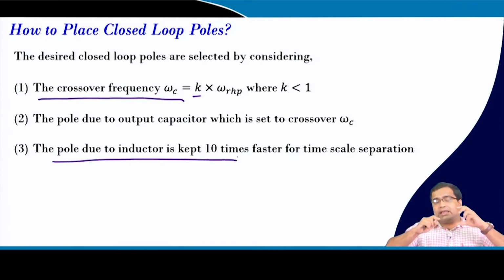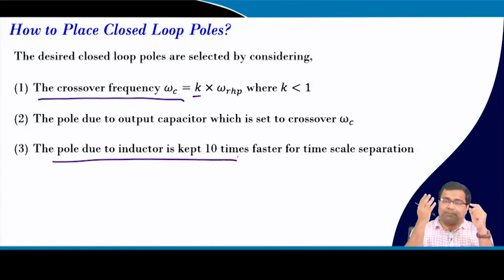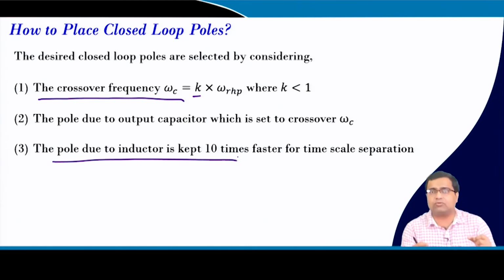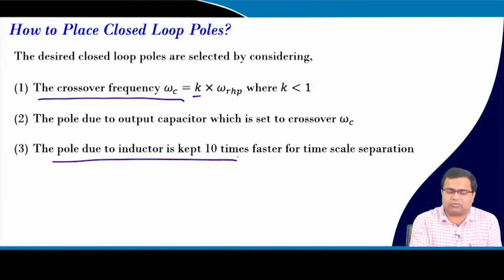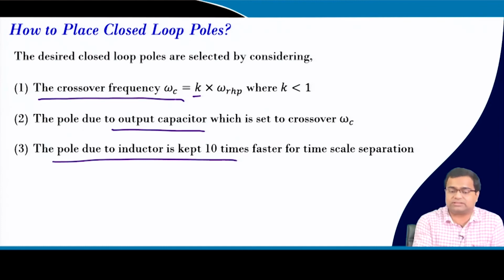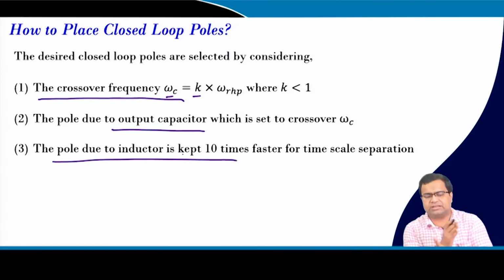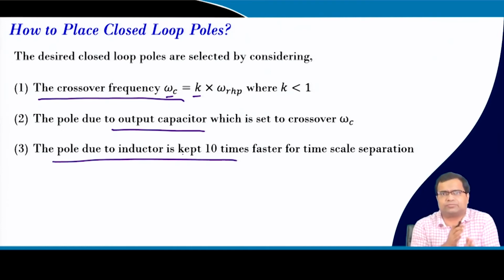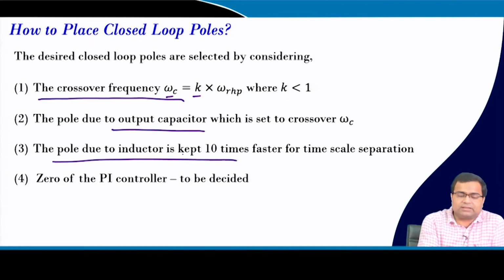That means in the loop transfer function we lost the control over the voltage pole because we have cancelled the pole, right, and that is one of the drawbacks of the output feedback approach, because of pole-zero cancellation the system may not be controllable. But here we are not cancelling anything, but we are considering the capacitor pole which is set to omega c, and the inductor pole we are taking 10 times faster, because typically, as a thumb rule, the inner current loop has to be faster. Then the zero of the PI controller is to be decided.